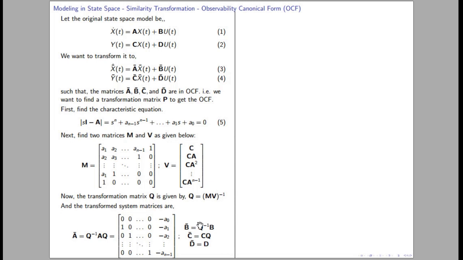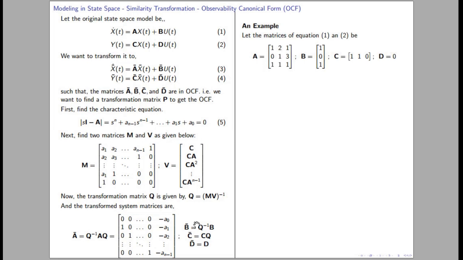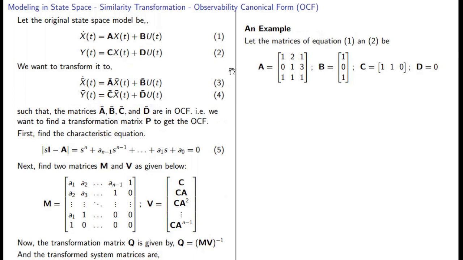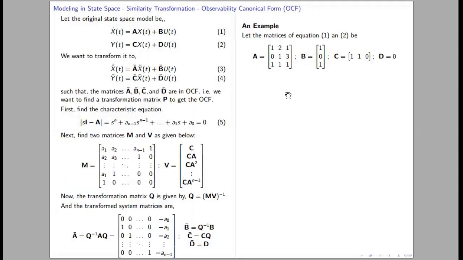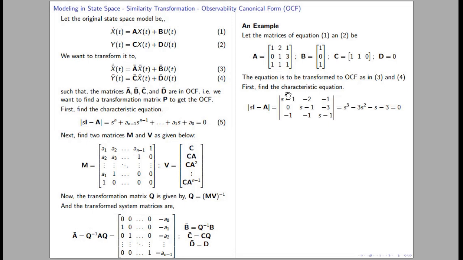C bar is equal to CQ, and D bar is the same as this D. Okay. Now let us take an example. Very similar case. So the A, B, C, D matrices are given. The first thing is to find out the characteristic equation as we did. Since it is the same A matrix, we got the same characteristic equation.